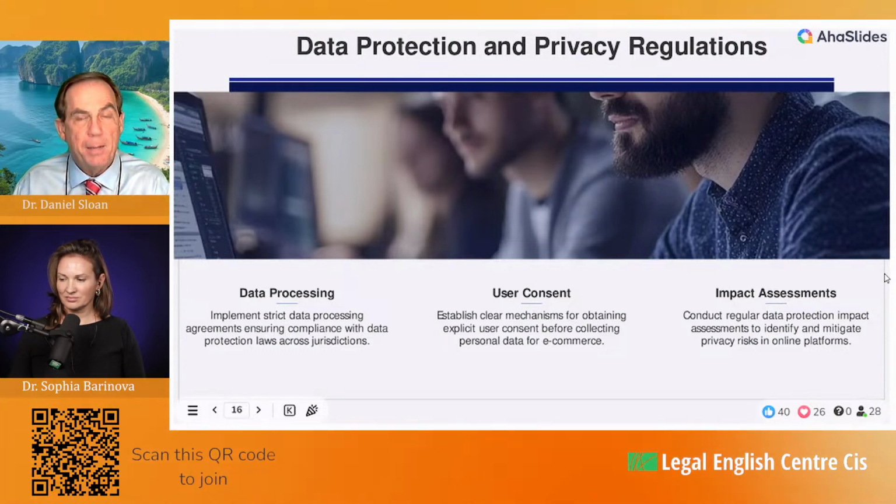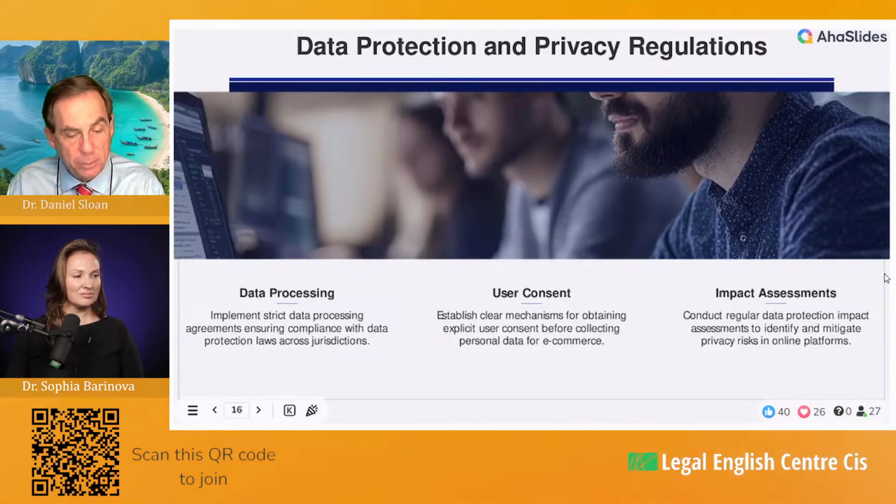So if there's data about us or our children or things that could be found, we essentially want them taken down. And then user consent: establish clear mechanisms for obtaining explicit user consent before collecting personal data for e-commerce. And that would be something that would be written on the platform, an agreement before somebody becomes a member.